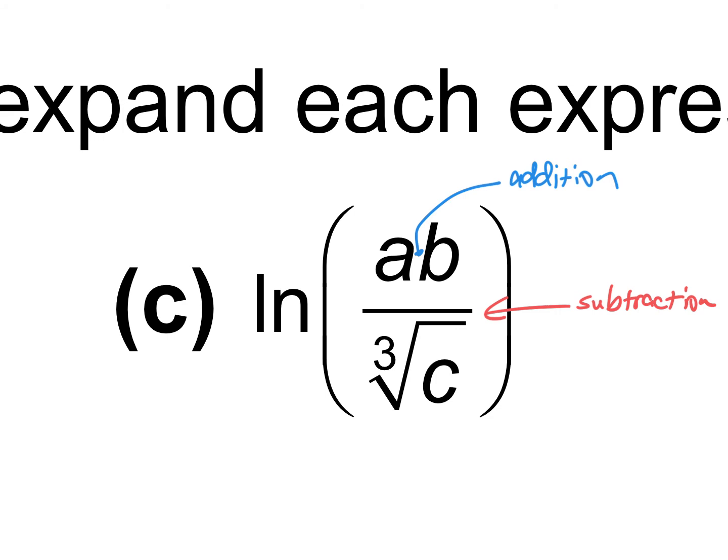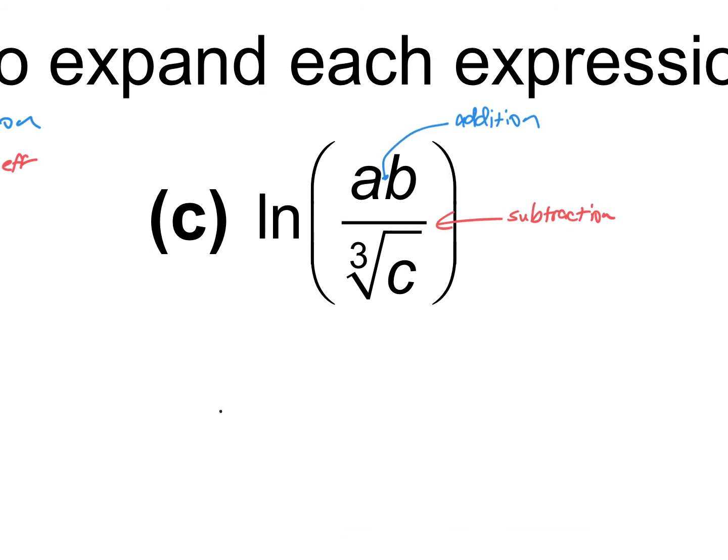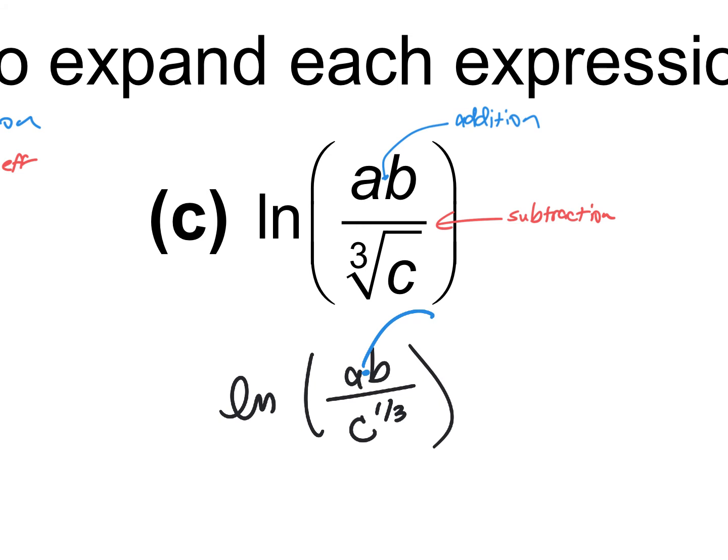Is the cube root of C an exponent? Can I write it as an exponent? How can I write the cube root of C as an exponent? This is the same as ln, good, Pablo, AB divided by C to the 1/3 power. Remember, guys, your roots are just fractional exponents. So anytime you see cube root, it's the same as the 1/3 power. Anytime you see square root, it's the same as what? 1/2. What about if I had the 4th root? There you go. So just remember that.